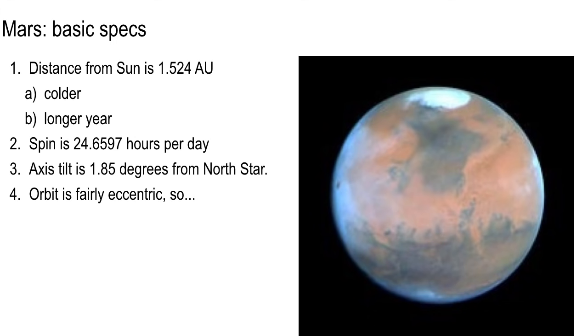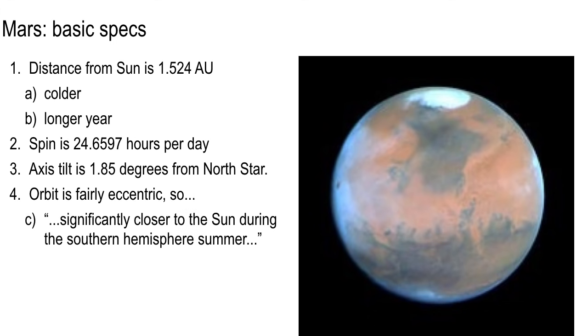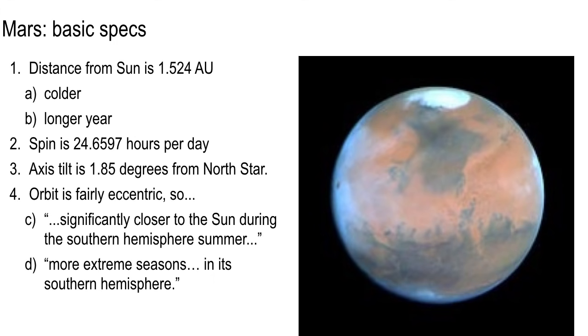So if we were on Mars, we would see the North Star kind of making a little teeny circle. It'd still be useful as an eyeball navigation guide, because it doesn't really move a whole lot. But here on Earth, it doesn't move very much at all. It's very, very set. As we know from talking about Kepler, the orbit is fairly eccentric, so it's significantly closer to the sun during the southern hemisphere summer. And for that reason, it has more extreme seasons in its southern hemisphere.